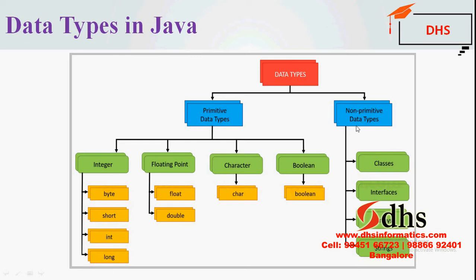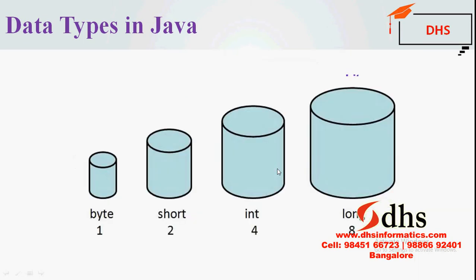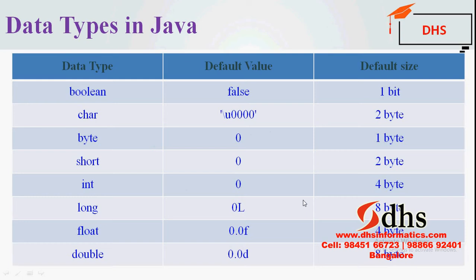Here we have data types: byte 1, short 2, int 4, long 8. Here we have data types: boolean, char, byte, short, int, long, float, double. And what will be the default values and what will be the default size? For boolean 1 bit, character 2 byte, byte 1 byte, short 2 byte. Like this we have a default size.